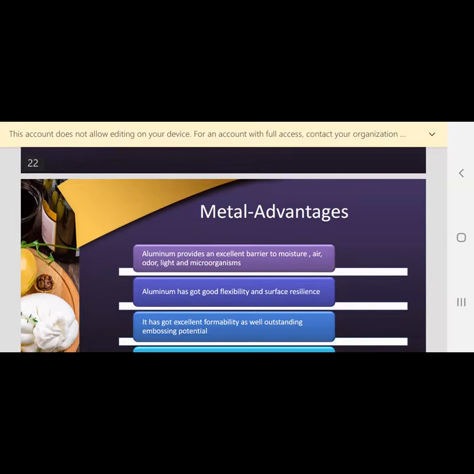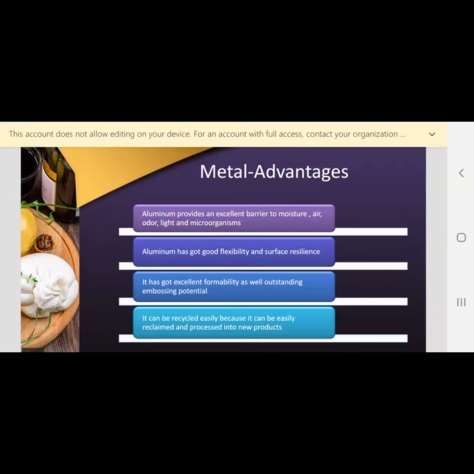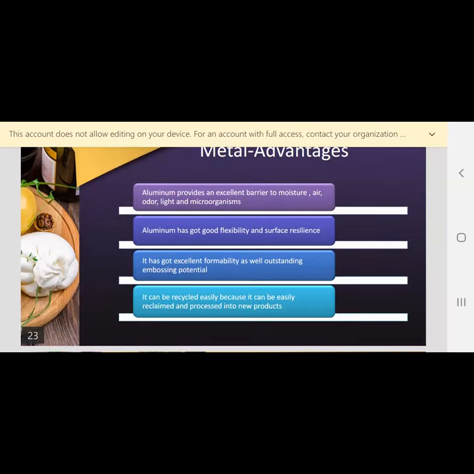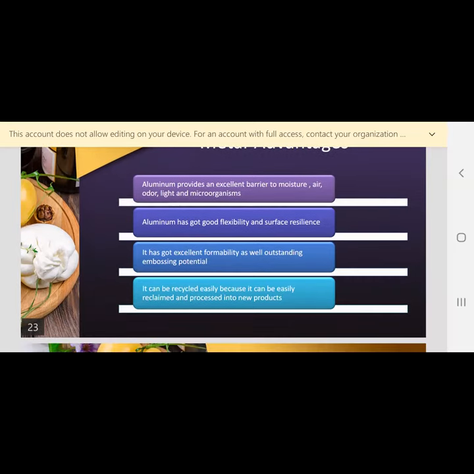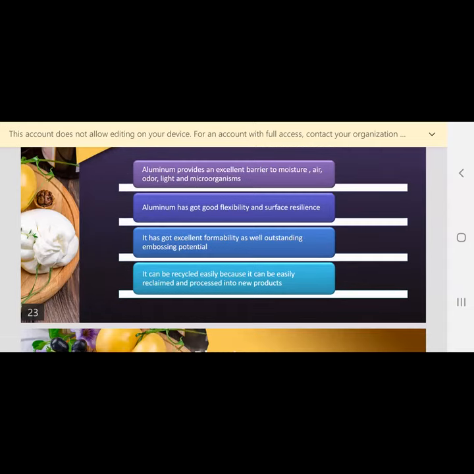The advantage of metal is that aluminium provides an excellent barrier to moisture, air, and other microorganisms. Aluminium has very good flexibility and surface resilience. What is surface resilience? Basically, it is a flexible kind of material, so the shock it gets from any surface or outside is adjusted inside with the food material. Okay, so it has very good formability, outstanding embossing potential.